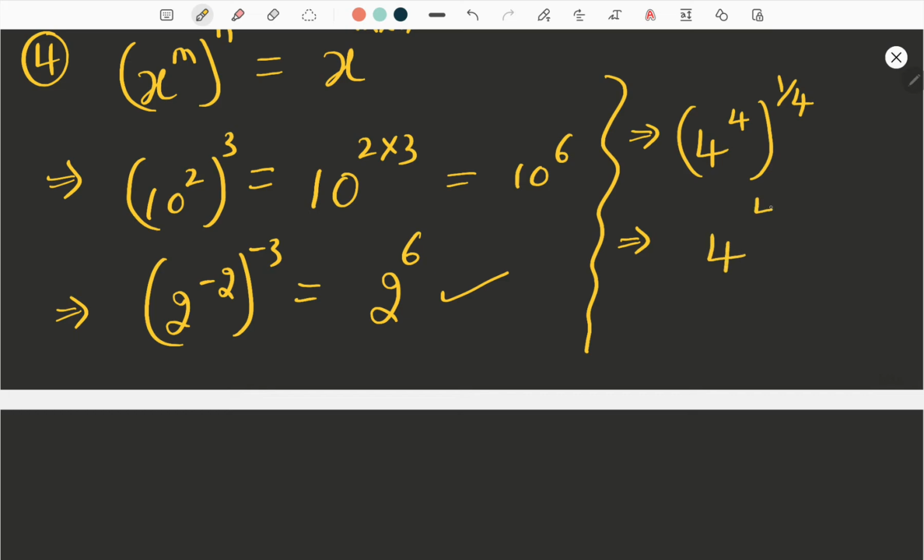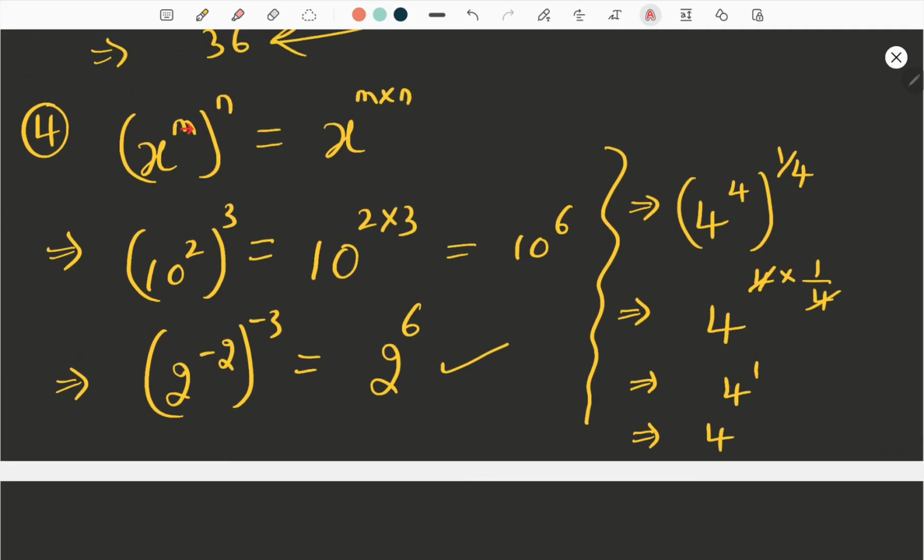4 to the power 4 into 1 by 4. So, the 4s get cancelled. So, what will be the answer? 4 to the power 1. 4 to the power 1 means 4. That is the answer. Look at this, how easily you are able to get this answer. Otherwise, you have to do 4 to the power 4, then to the power 1 by 4, and you will be in confusion. So, that is why these laws are there, they are going to help you.